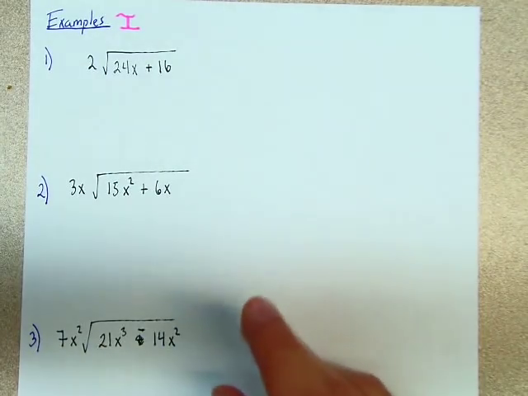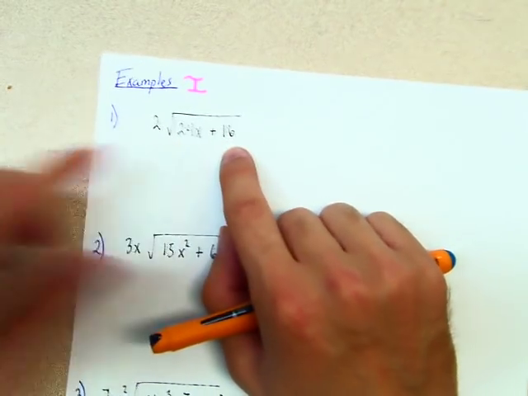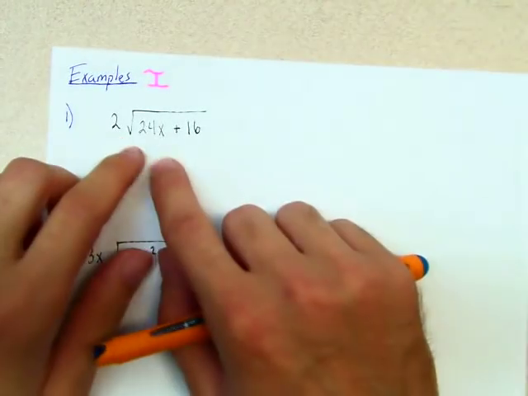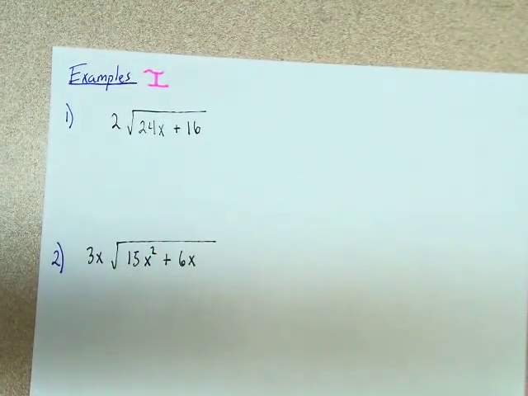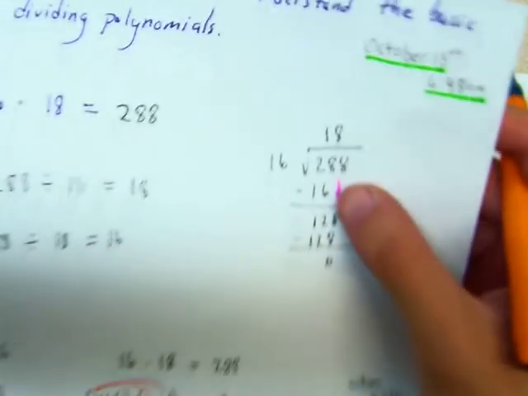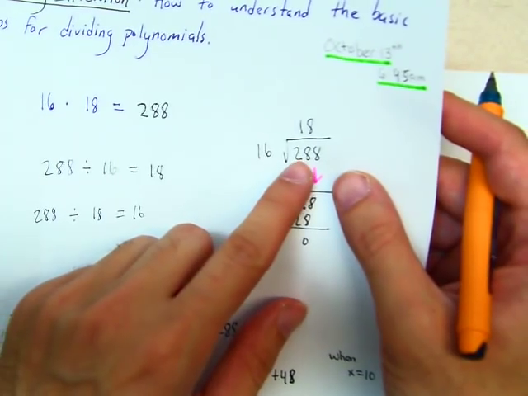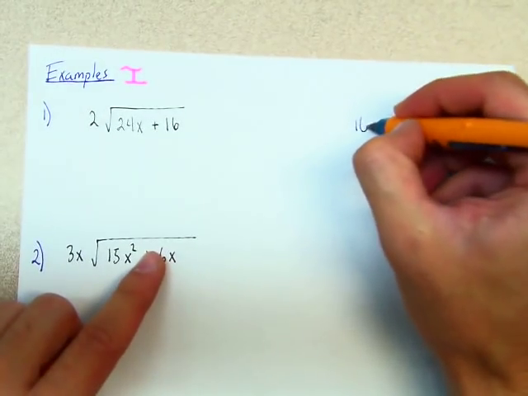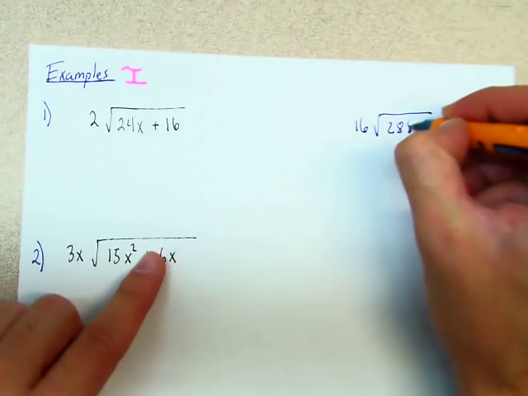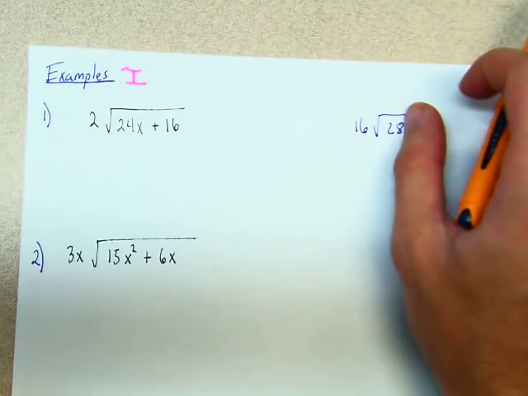So let's look at the first example. All right. We're asked to take this polynomial, 24x plus 16, and divide it by 2. So what do you do? You ask yourself the same thing we asked ourselves here, right? How many times did 16 go into that 28? Well, actually, let me write it over here, so it'll be a little nicer. 16 divided into 288, right? How many times does 16 go into 28? That is what you asked yourself.